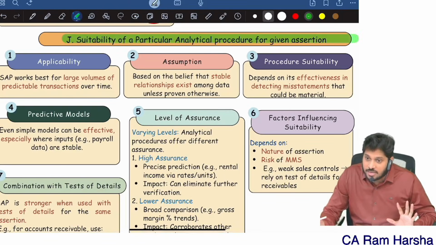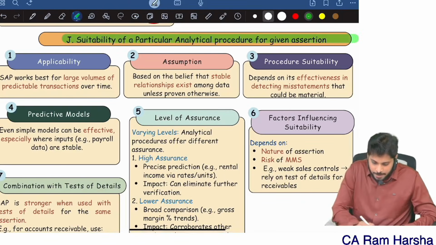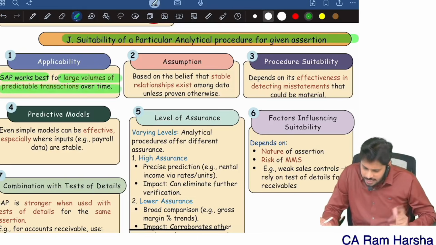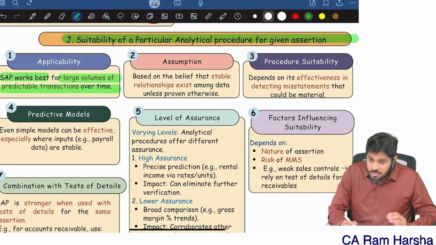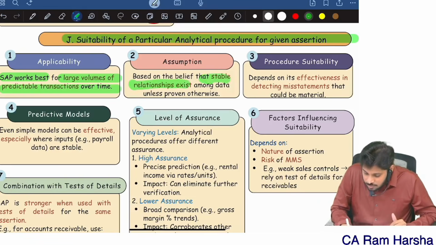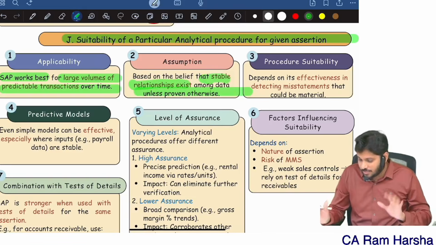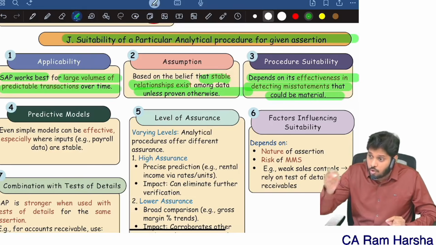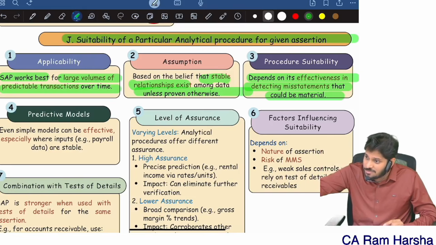Suitability of a particular analytical procedure for a given assertion. SAP works best for large volumes of data, correct? Which can be predicted over time. Yes, we can apply an analytical procedure on an assumption that relationships will exist among various data, and whether a particular analytical procedure is suitable or not depends on the effectiveness of detecting material misstatement.